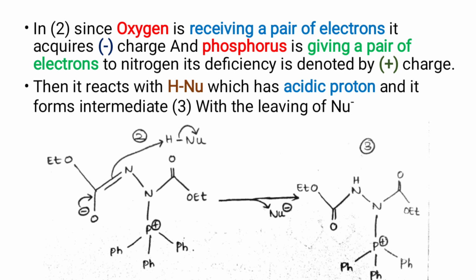The next step is the attack of the nucleophile, where the negative charge on oxygen moves towards the carbon, and the double bond between carbon and nitrogen moves and attacks the acidic proton, and the nucleophile gets a negative charge and leaves.